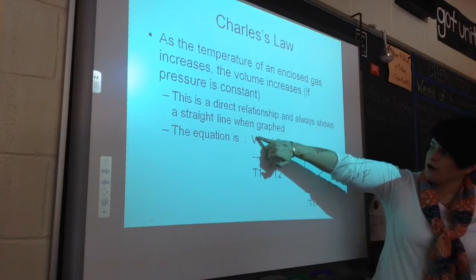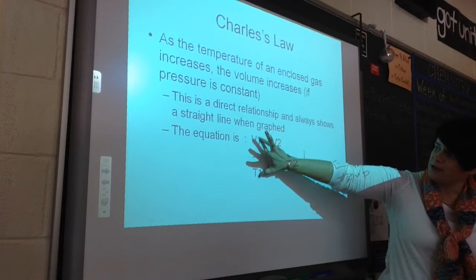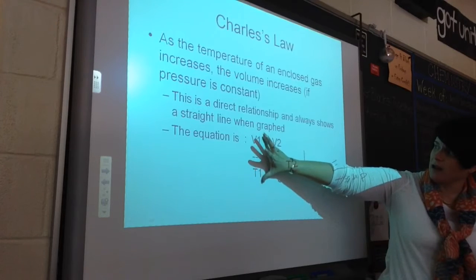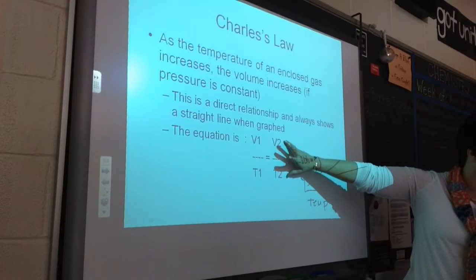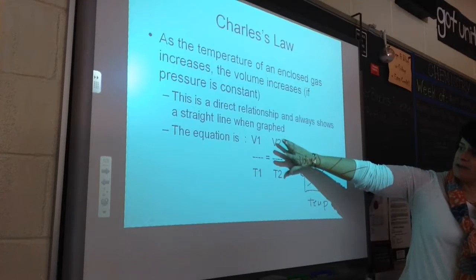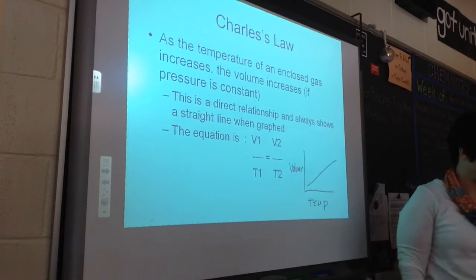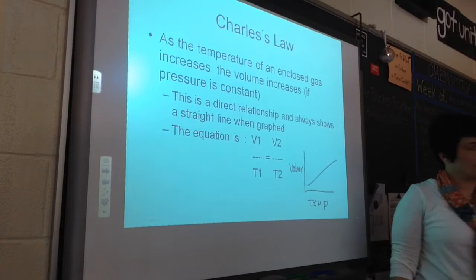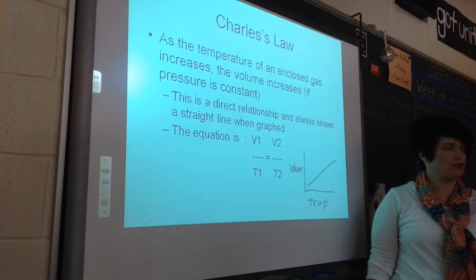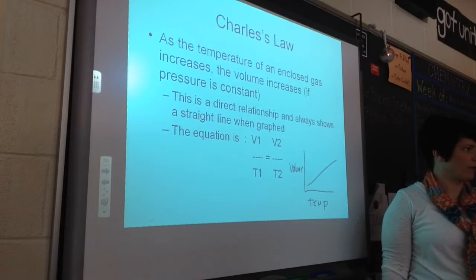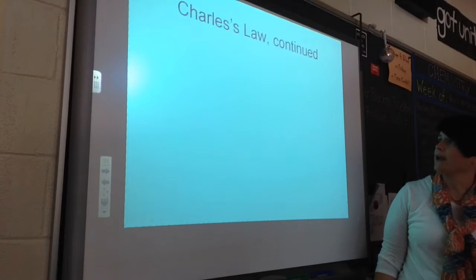Volume of the first gas divided by temperature of the first, or at the beginning, will be equal to volume at the end, or the second gas, divided by temperature at the end. Again, you'll always be given 3 parts of this equation. You solve for the fourth. Yes? All right, here's our example.